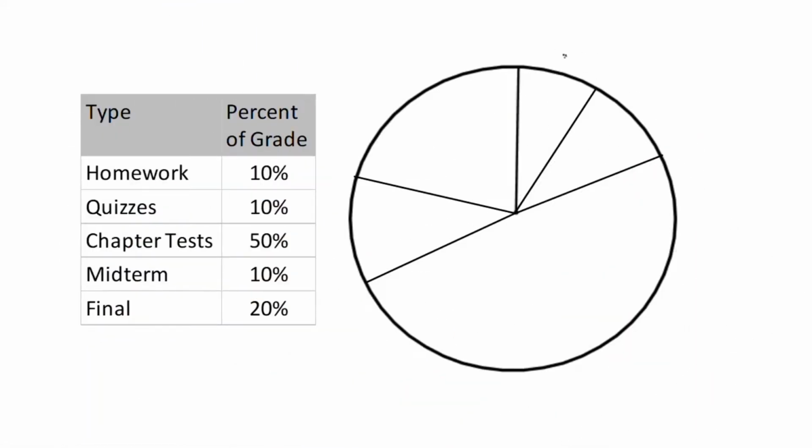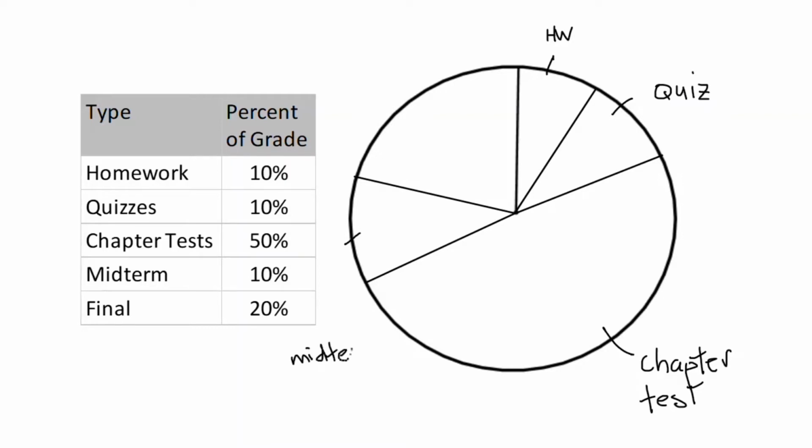So we can see that this is homework, 10%. This is quizzes, 10%. And fully half is the chapter tests. And this part here, that's your midterm. I'll write that down here because I'm really running short of room here. And finally, the next largest slice is the final.